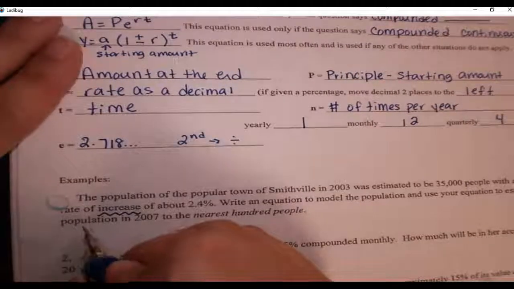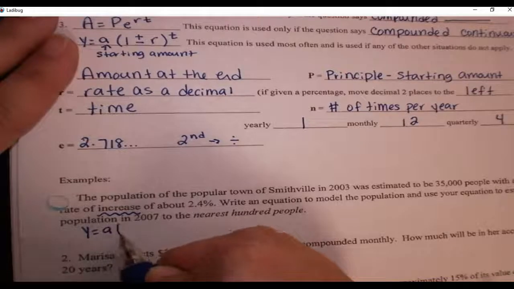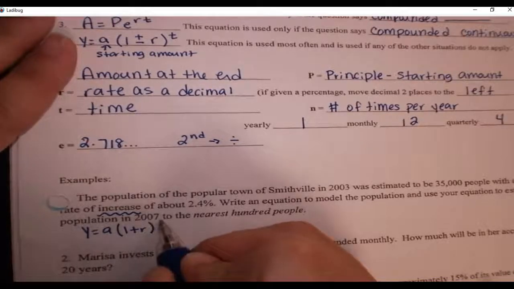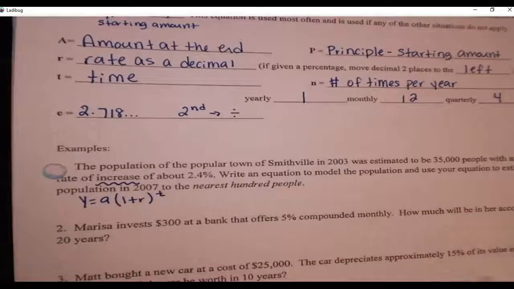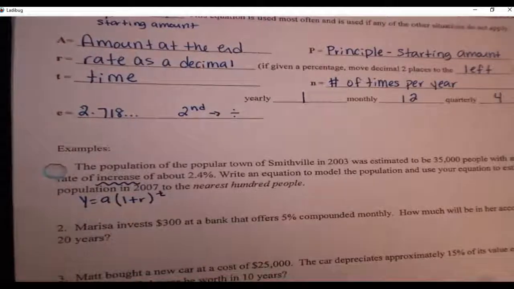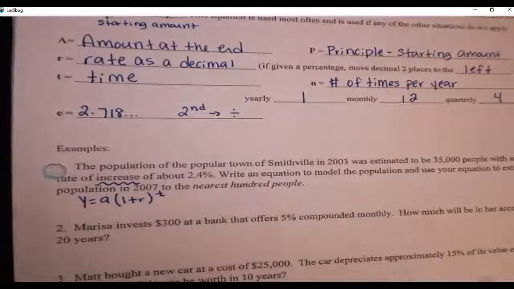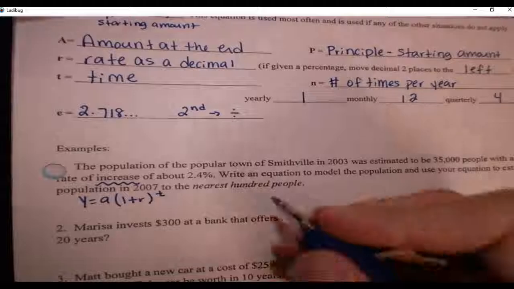So that tells me it is growth. So then I need to use y equals a times 1 plus r to the t. Okay. So if A is our initial amount, our starting amount, what is our initial population? Good, 35,000.